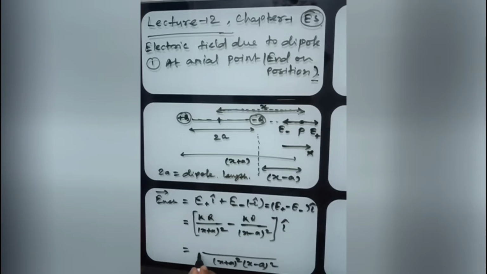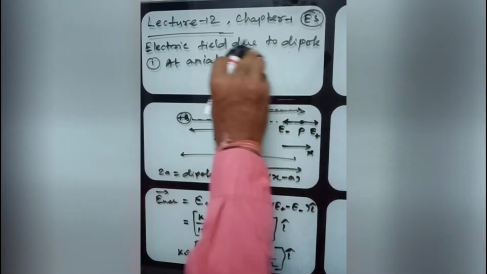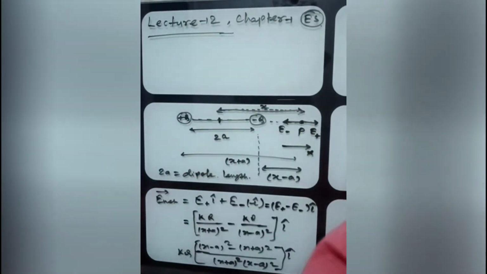Here kq, we get x minus a whole square minus x plus a whole square. This is a simple calculation you can do by yourself in a better way. I am just rubbing this one out, electric field due to dipole.